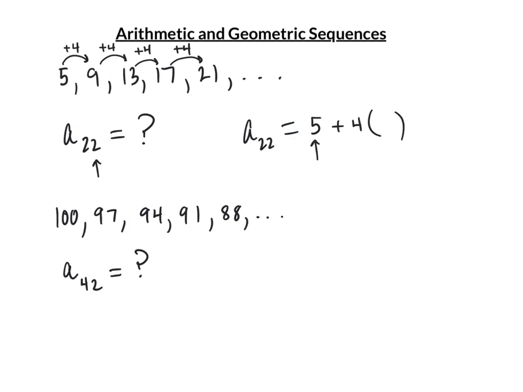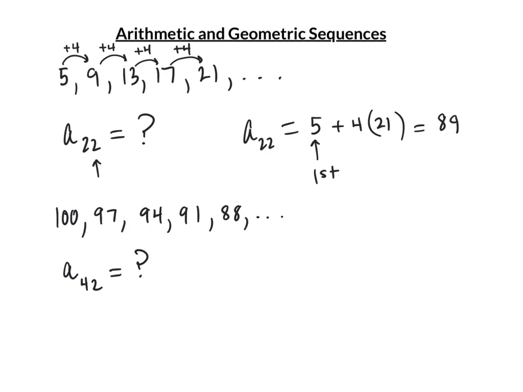Keep in mind, this is the very first term in the sequence. To get to the 22nd, I only have to move 21 places. It's always one less. So I have to add 4 21 times to get to the 22nd term because I'm starting at the first term. Put that in the calculator, and we discover that a sub 22, the 22nd term, is 89.